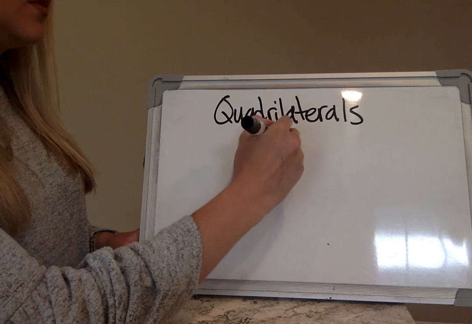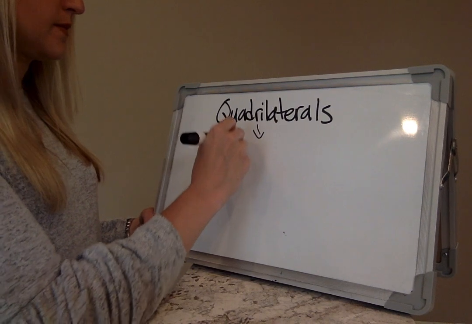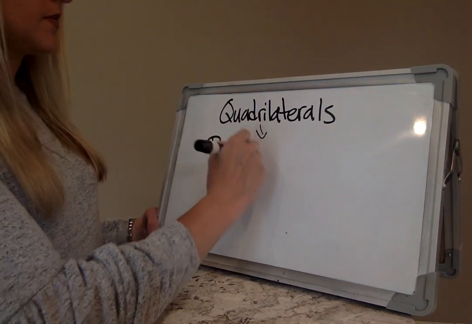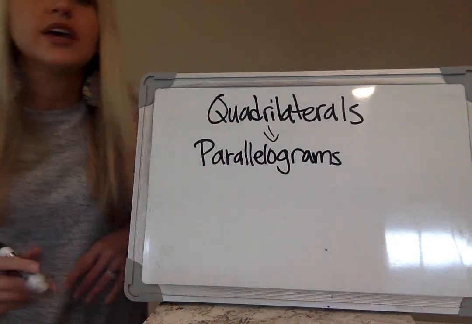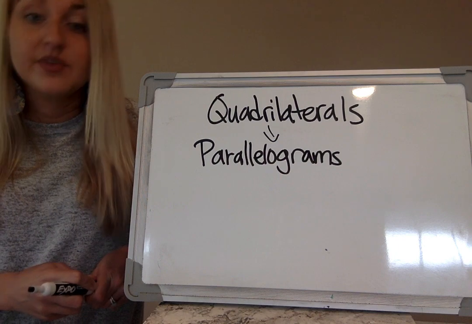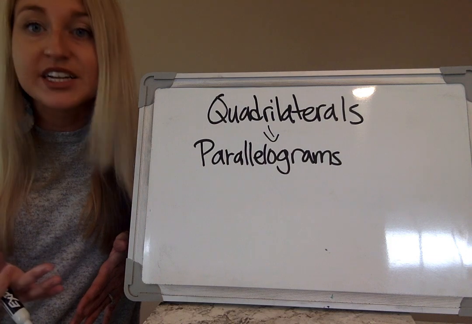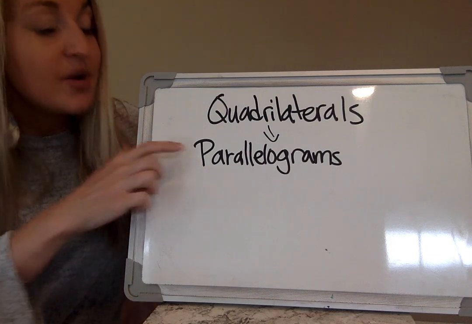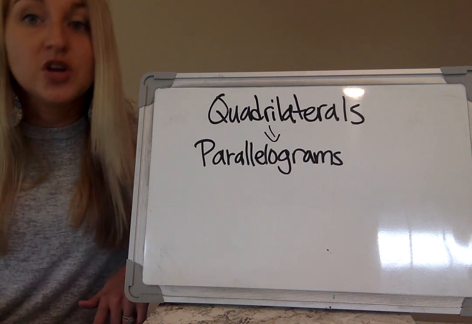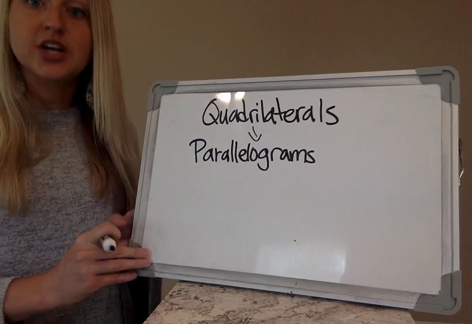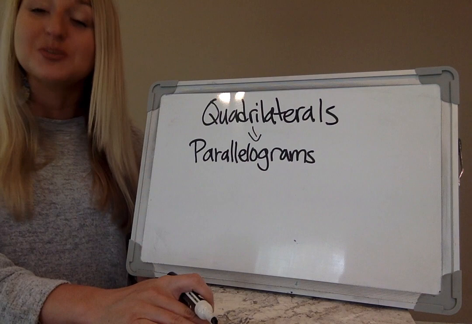Next, for my first subcategory, I'm going to write parallelograms. Now, here's why this can be a subcategory. All parallelograms have to have four sides. Remember, quadrilaterals are any shape with just four sides. Parallelograms always have to have four sides, but there's a certain attribute that I added here. A parallelogram has to have two pairs of parallel sides.